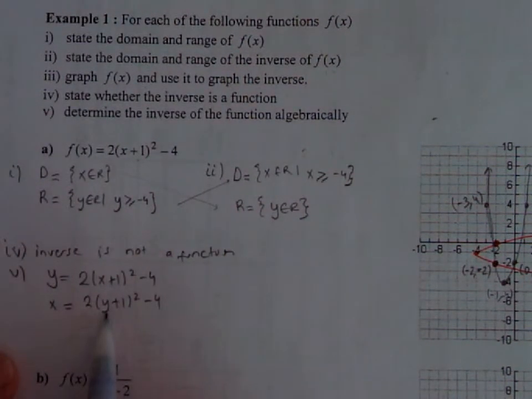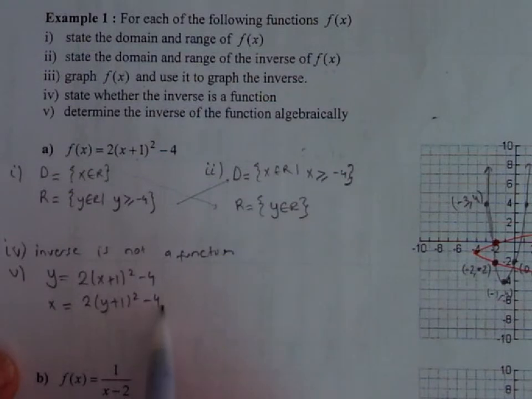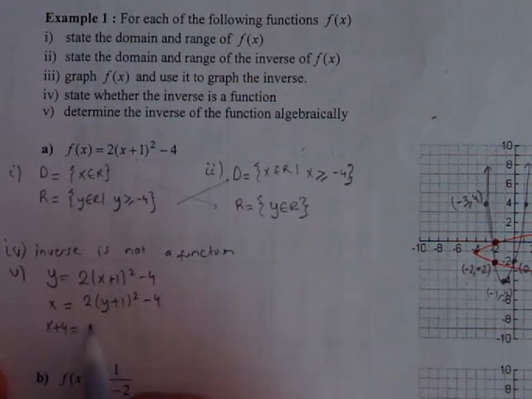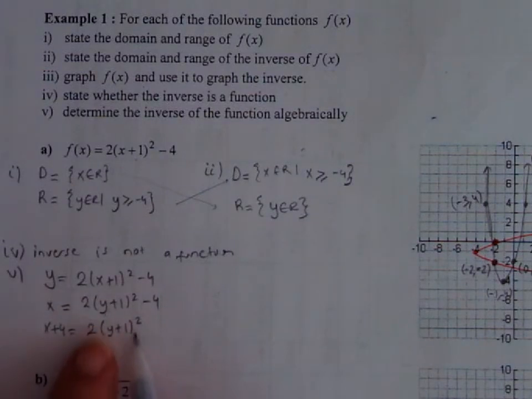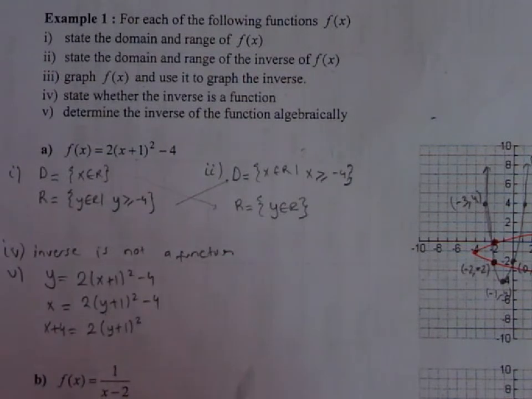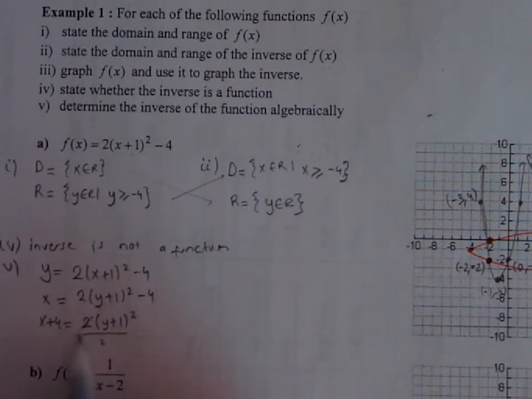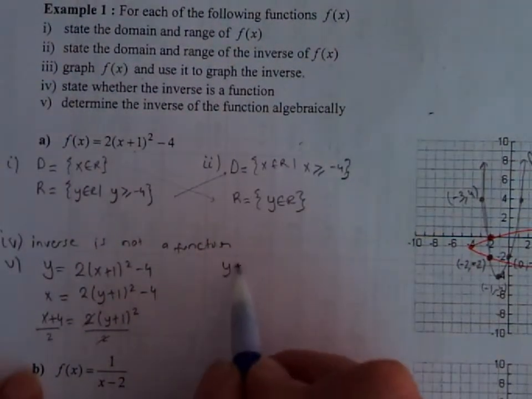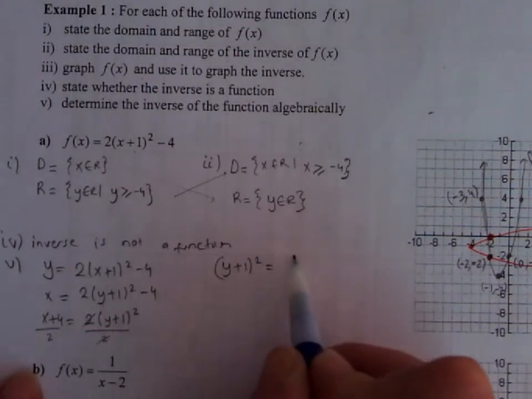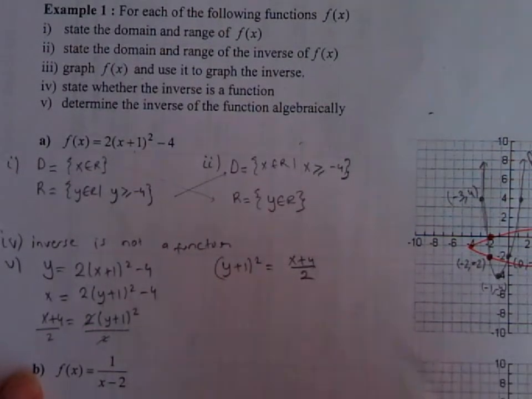How are we going to do that? Okay, so first move -4 to the other side. You get x plus 4. So you are trying to isolate this bracket, okay? This (y plus 1) squared first. So therefore get rid of that 2. So this (y plus 1) squared is multiplied by 2. So divide both sides by 2. So we have here then (y plus 1) squared equals (x plus 4) over 2.